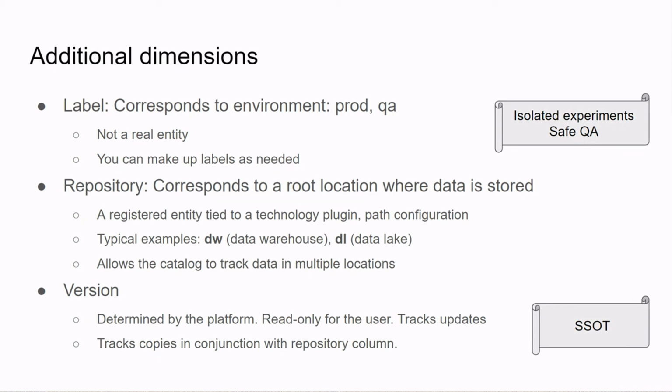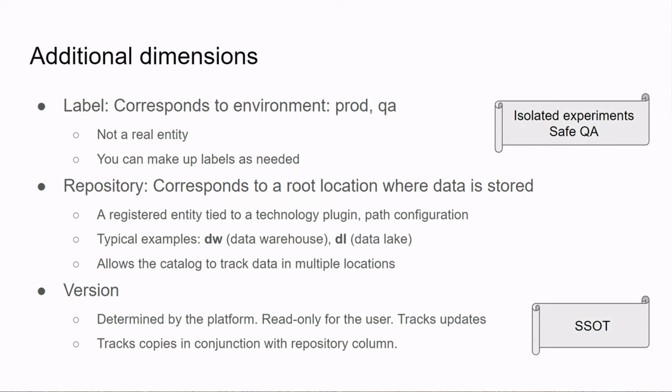The last one is version. This is not a dimension that you actually provide, but it is determined by the platform. This is read only for the user and is primarily used to track updates. Version control exists because of the six dimensional space. If you insert a path to the catalog with a combination of attributes that already exist in the catalog, the new path suppresses the old path. Only one can exist. The newer path gets a higher version number.